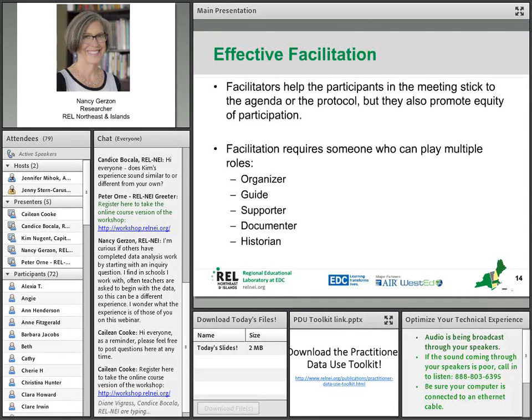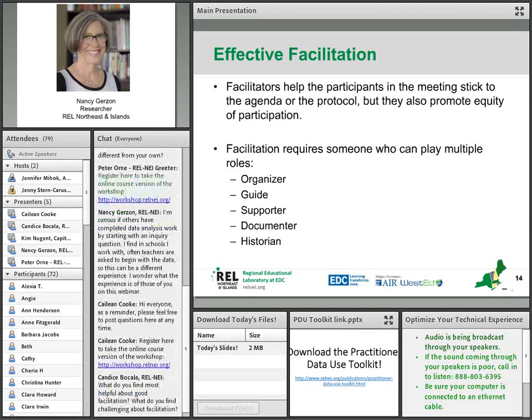Oftentimes we'll start looking at data and then a team will go off and say, oh yeah, but I did this here and this happened there and this was that. And rather than talking about the data, you're suddenly talking about something quite different. So the protocols are really designed to help facilitators stay on topic and focus on those guiding questions that are driving the work.